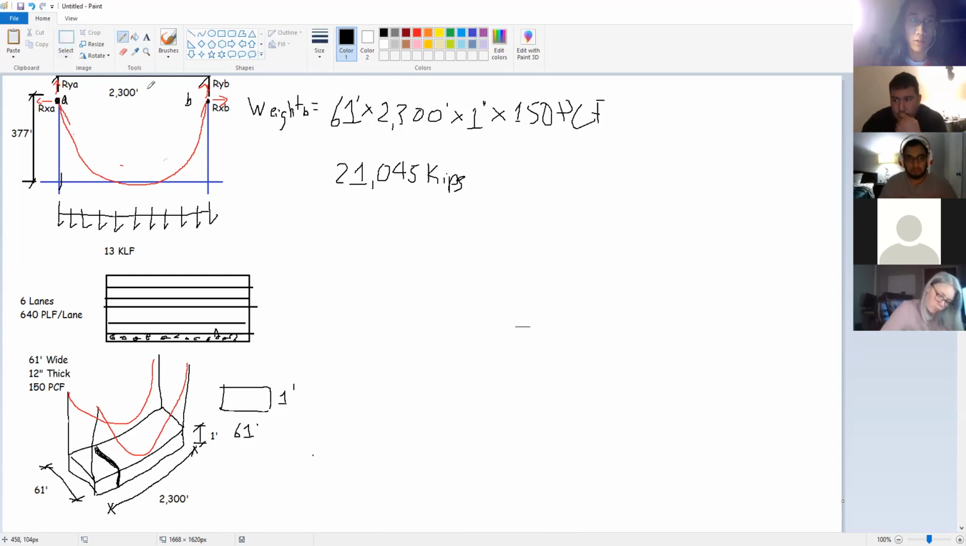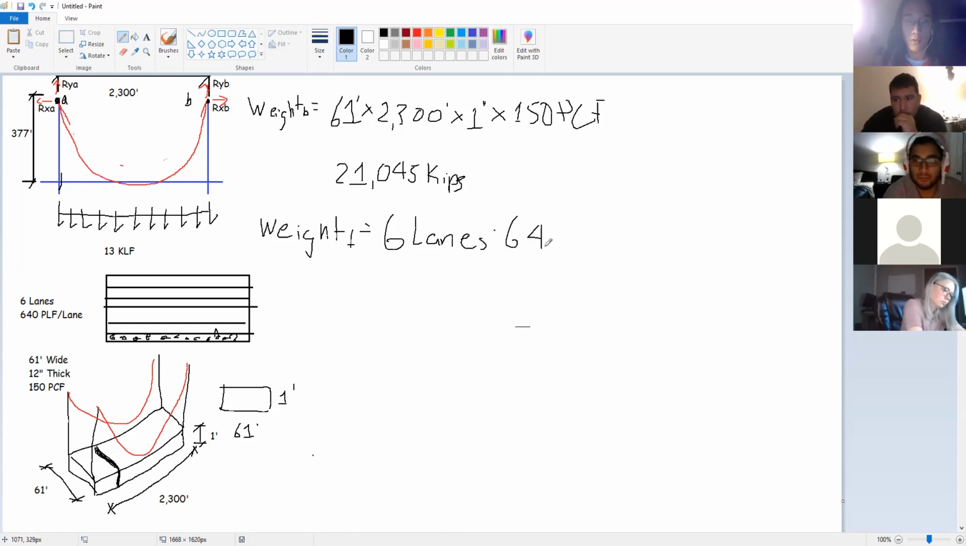Okay, so it looks like he doesn't use this measurement either, this 6 lanes thing. So we're just gonna calculate the weight of the traffic. Apparently he didn't use this either. We're just gonna calculate how much force the traffic would act upon the bridge.